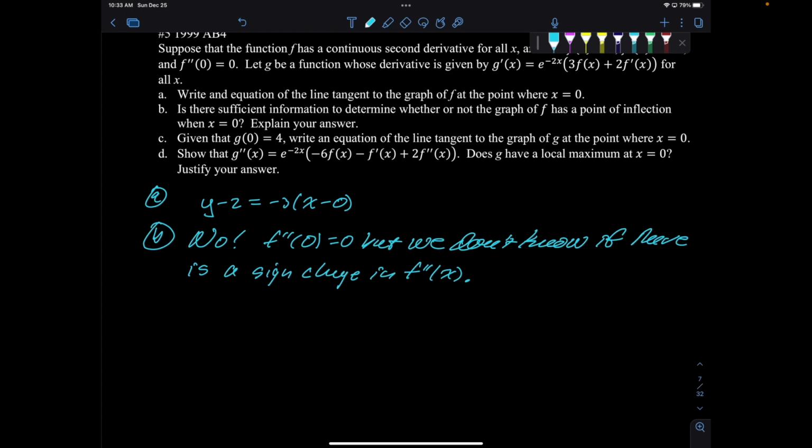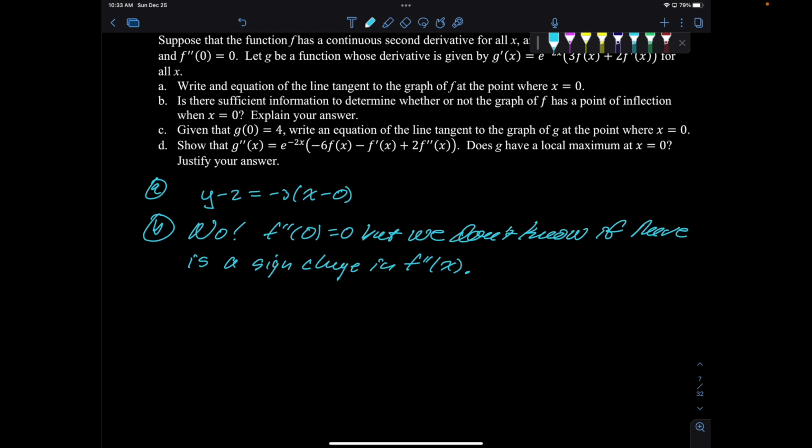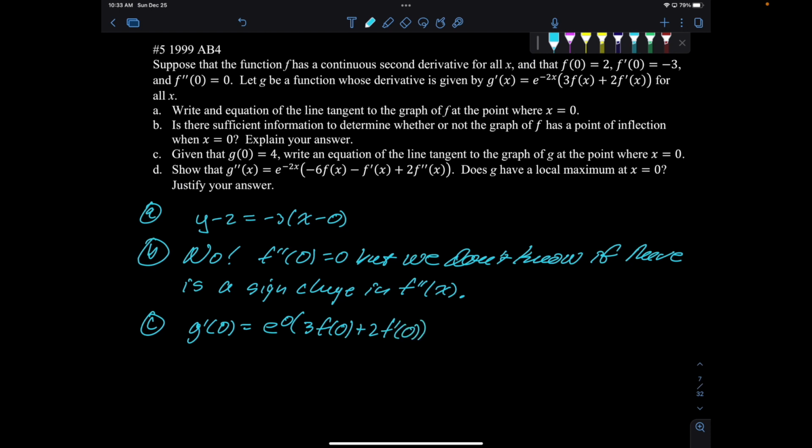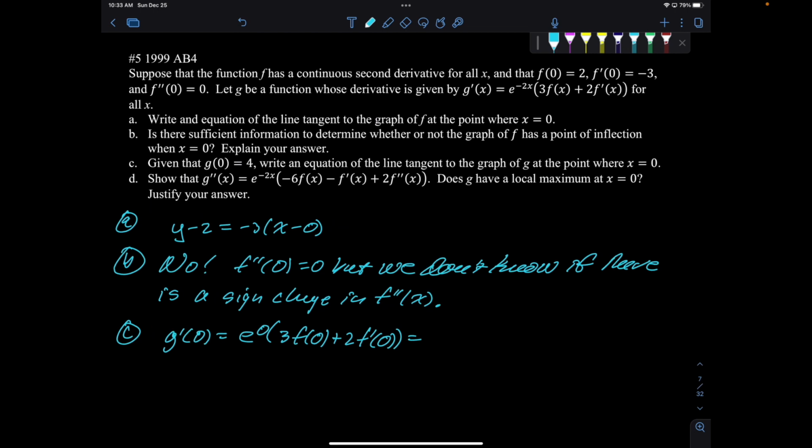Given that g of 0 is 4, equation of the tangent line, so g prime, oh god. Okay, so we need g prime of 0, so I'm plugging into this, it's going to be e to the 0, 3f of 0 plus 2f prime of 0. So don't be afraid of these. They give you the information, you just have to use it.